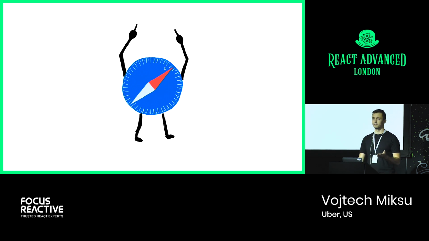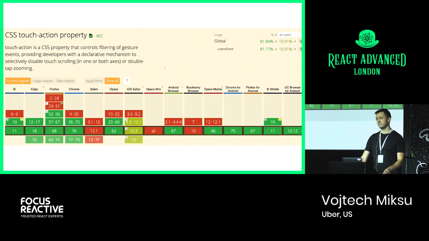If you think about it, the gesture for drag and drop is exactly the same as the gesture for touch scrolling. How to fix this? Well, let's just disable touch scrolling. Fortunately, there is a CSS property for that. It's called touch-action, and you can set it to none. And it just disables touch scrolling. And it works in all browsers, except iOS Safari.